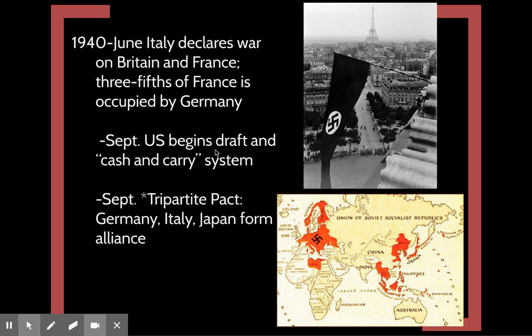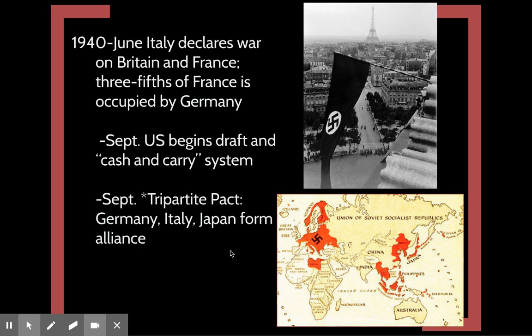So we change our policy to what's called the cash and carry system. Basically, if Great Britain or France wants to buy weapons from us, not Germany, we will let them, but they have to pay for it. They can't just have it on loan, like they did in World War I, because we still haven't gotten our money back from that, and we're still in an economic crisis. We also begin our draft, and we're going to start training our troops. Some of these troops are going to go over and help the British, but those are mostly volunteer troops. At this point, the draft is more just training, preparing.